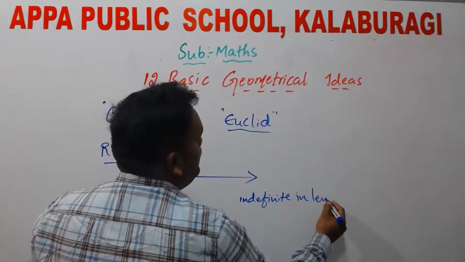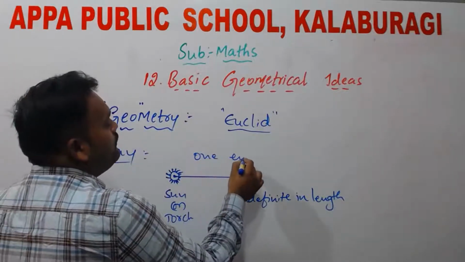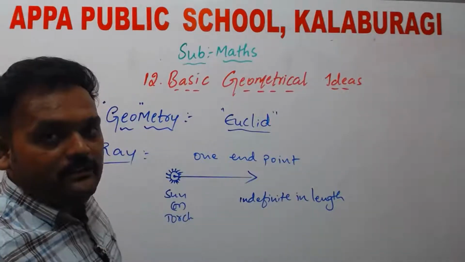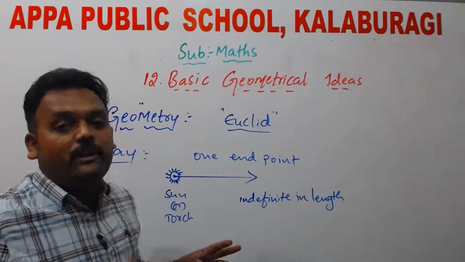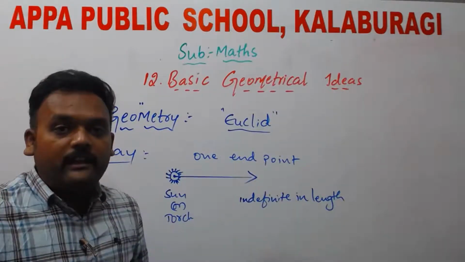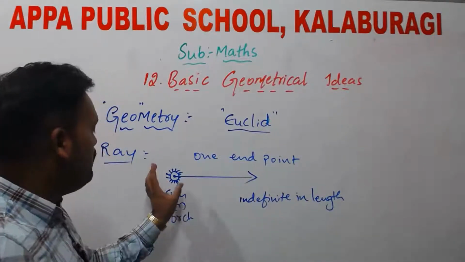It is also indefinite in length. It has only one end point. Whereas a line segment has two end points, a line has no end points, and a ray has only one end point. It is also indefinite in length. Right or left? In the right. For example, the sun.